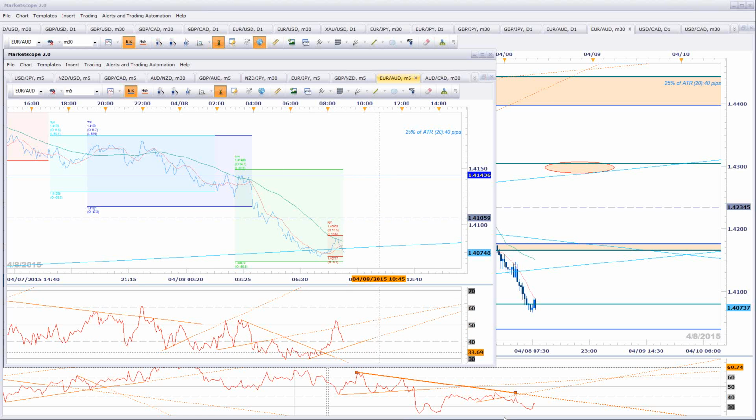Possible trigger, Eileen? I'd rather take something like that only if it's accompanied with a break of the opening range low. That might be a nice trigger against the highs.